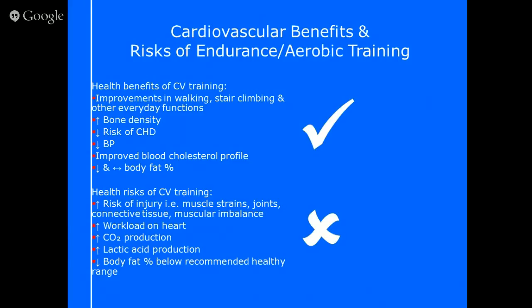So really we're looking at an increased risk of injury from muscle strains, joints, connective tissue and muscular imbalance, but really that relates to the type of technique that that person has during the cardiovascular training, so we can manage that risk massively. And it also relates to the type of intensity that they're doing based on their beginner status compared to, say, an advanced status. So it's about appropriate programming for the right time for the right client.